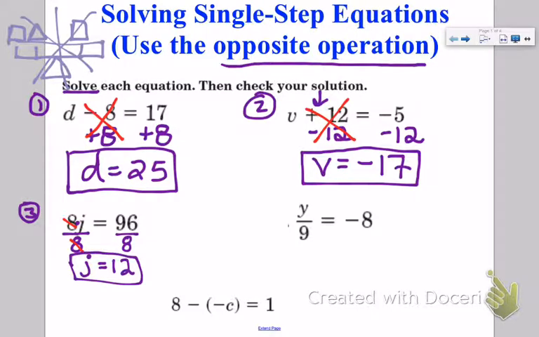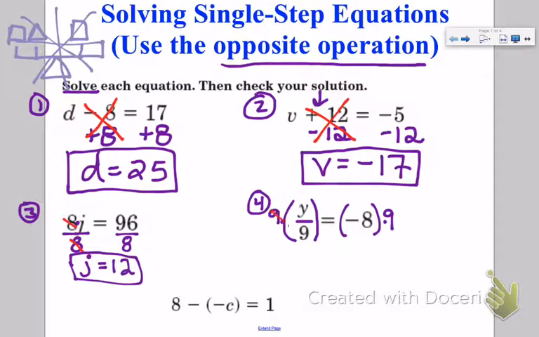In our fourth example, we have y divided by 9 equals -8. Since we're dividing, in order to get rid of that 9, we must use the opposite operation, which is going to be multiplication. Whatever we do to one side, we have to do to the other. So I'm showing multiplication of 9 by both sides.